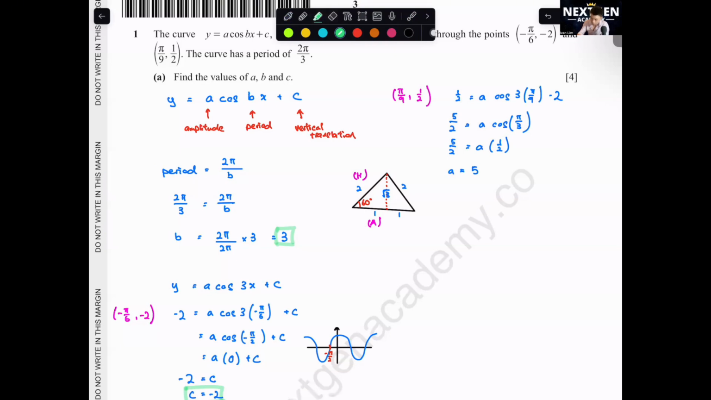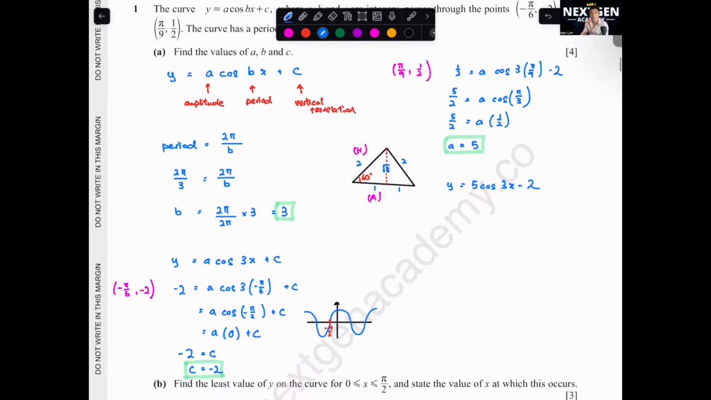So we got these 3 values, and I did it all without a calculator. y equals 5 cos 3x minus 2. Okay, good. So does that mean we have to memorize all the special angles? Yes, if it comes out in Paper 1, because you don't have a calculator. So what special angles do you need to know? 30 degrees, 45 degrees, 60 degrees.